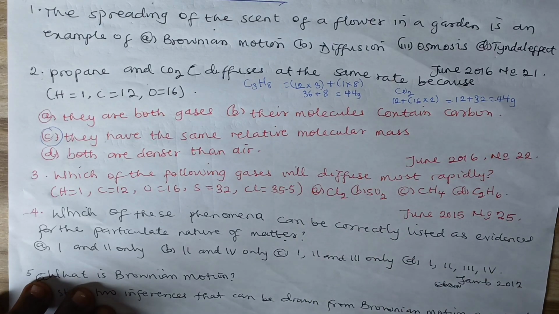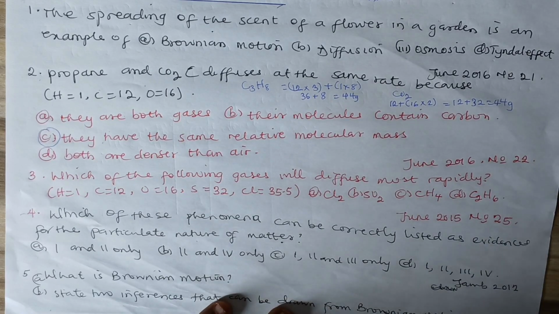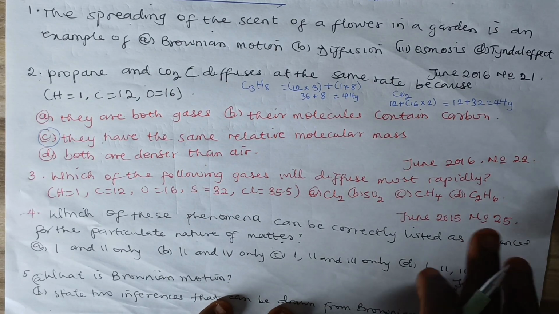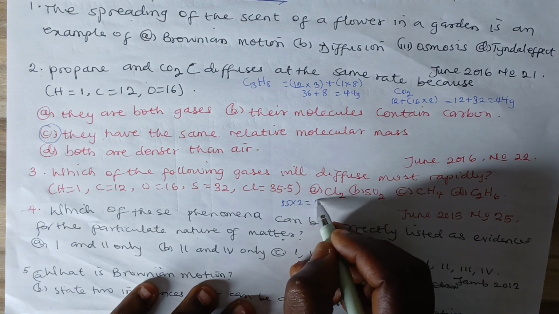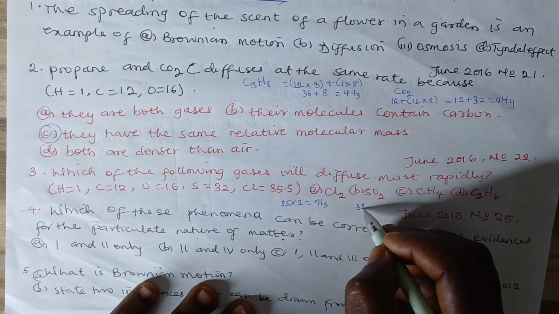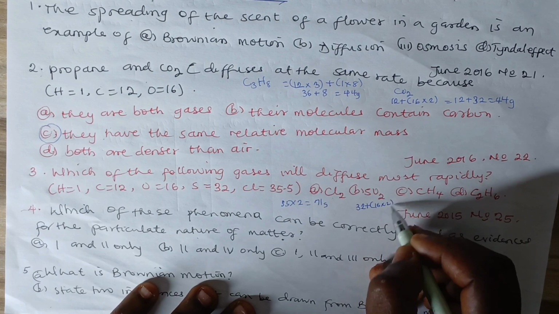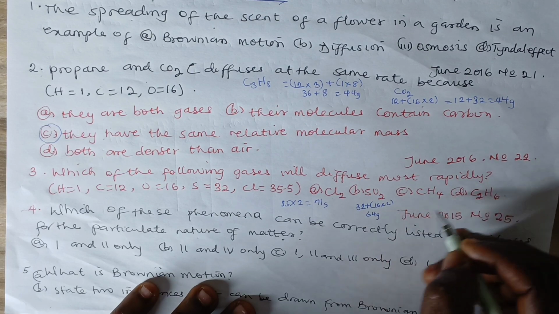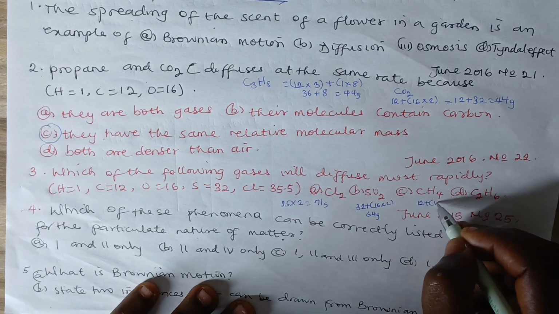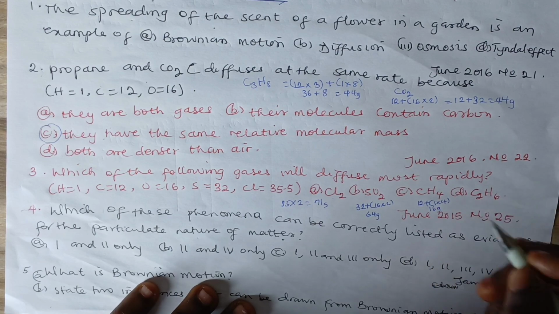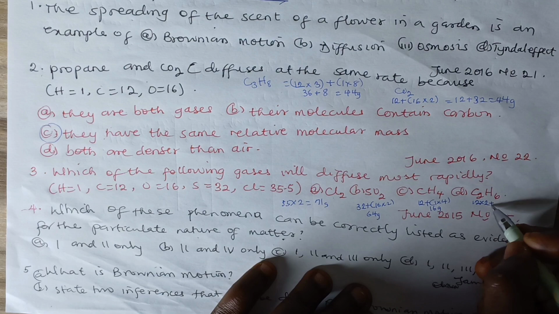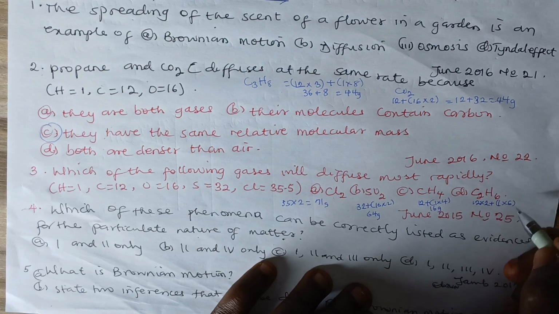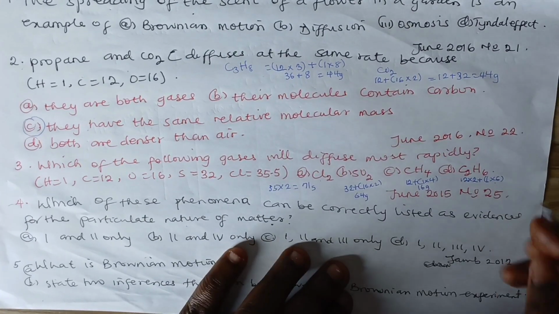Which of the following gases will diffuse most rapidly? Now, any gas that will diffuse rapidly is the one that has the least molecular mass. Chlorine is 35.5 multiplied by 2, which is 71 gram. Sulfur is 32 here, plus 16 times 2, which is 32, and that is 64 gram. Carbon is 12 here, plus 1 times 4, and that is 16 gram. And carbon here multiplied by 2 plus 1 multiplied by 6, and that is 24 plus 6, which is 30 gram.